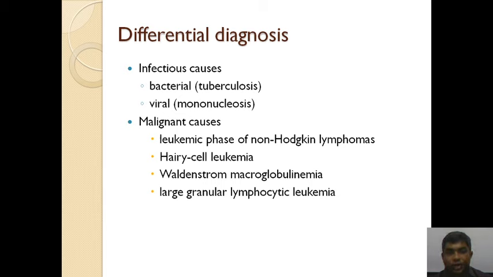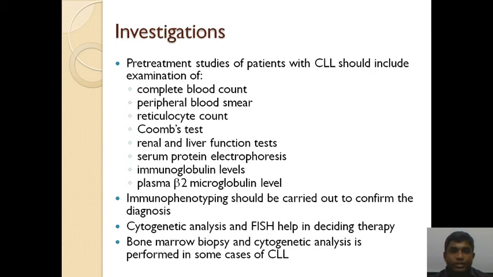So it is other non-Hodgkin's lymphomas like follicular lymphoma, marginal zone lymphoma, mantle cell lymphoma, etc. Hairy cell leukemia, Waldenstrom's, and LGLs can also have an increase in lymphocytes. So what are the investigations we do in a case of CLL?